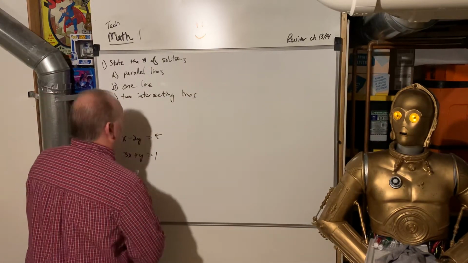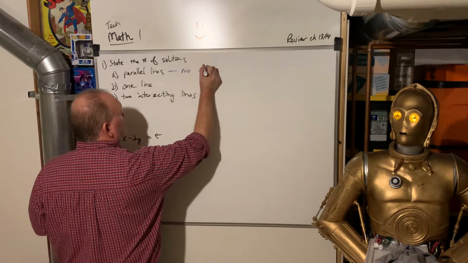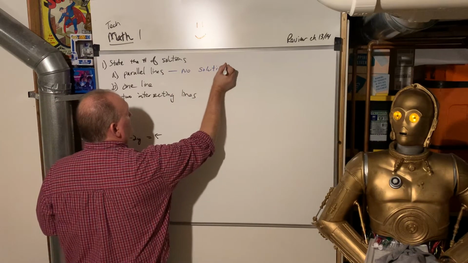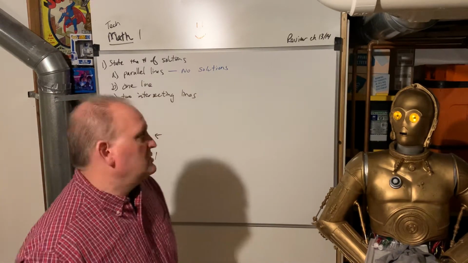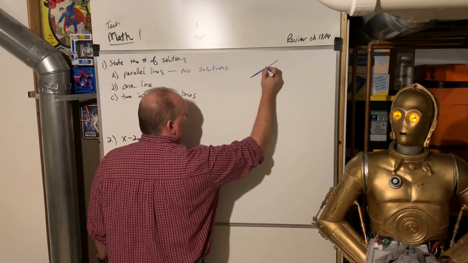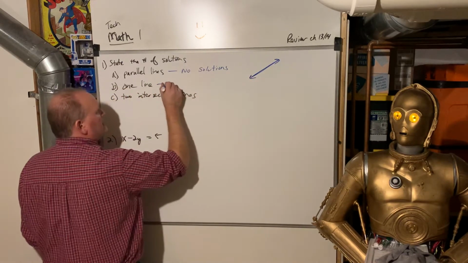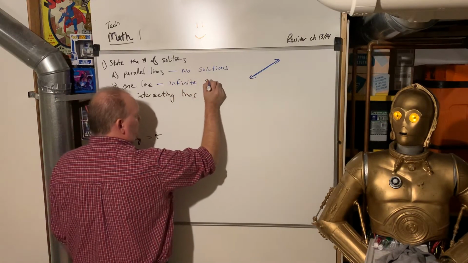If there's parallel lines, there are no solutions. They're asking where do the lines cross? And if they're parallel, they're never gonna cross. So parallel lines, no solutions. If it's one line, that means it's one line right on top of another line. That's infinite solutions because every point on the line would be a solution.